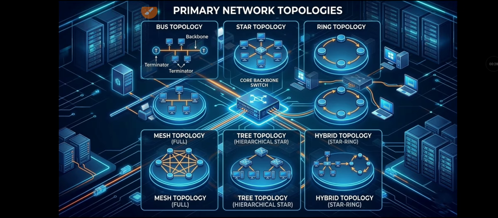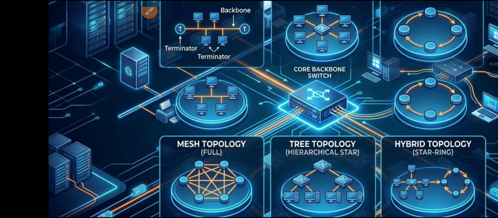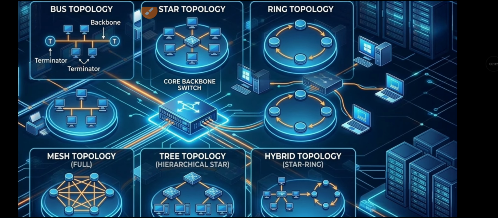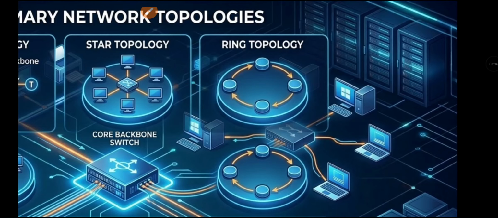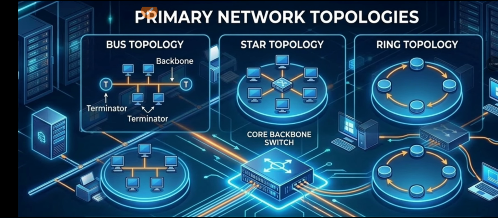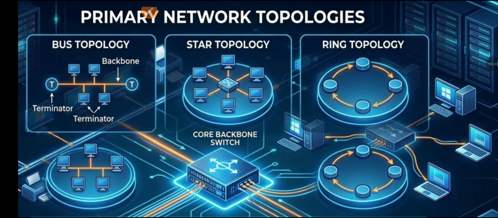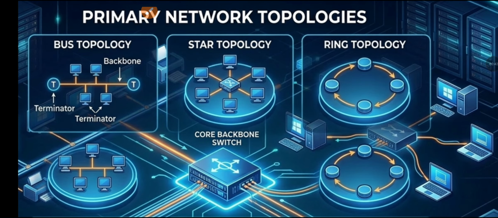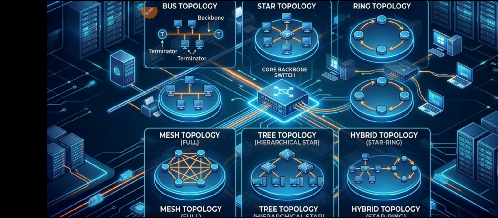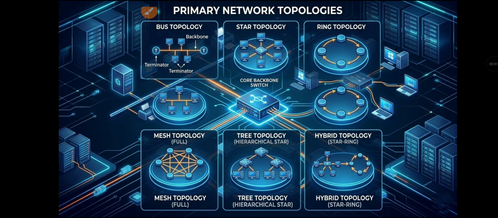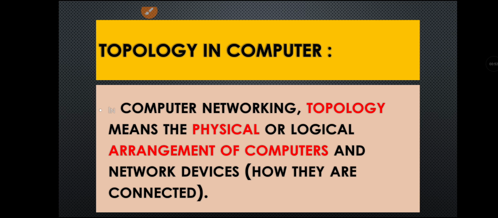Just you look at the screen here. Here, computers are arranged in different ways. Look at the first box, bus topology. In the second box, star topology. Third, ring topology, and mesh topology. In this way, computers are arranged in different ways. That is what we call topology.